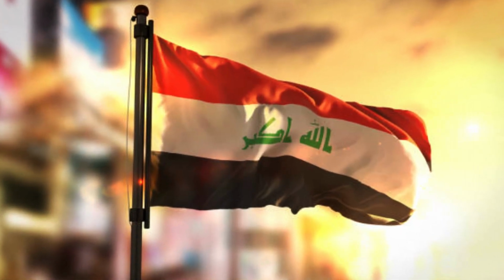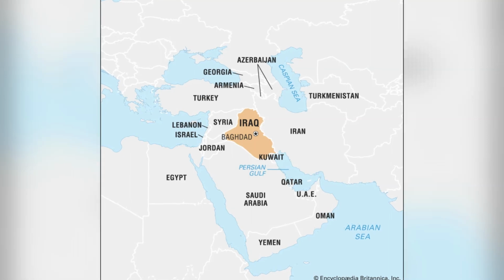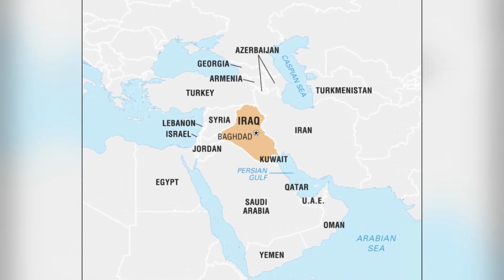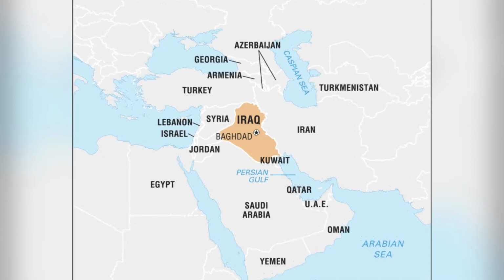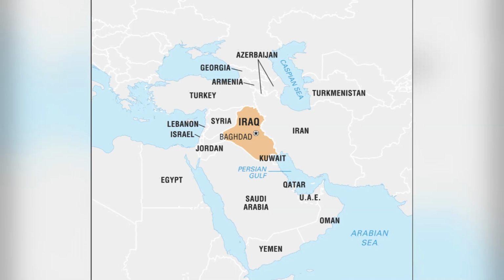Iraq. Iraq is a country located in the Middle East, bordered by Turkey to the north, Iran to the east, Kuwait to the southeast, Saudi Arabia to the south, Jordan to the west, and Syria to the northwest. Its capital city is Baghdad.